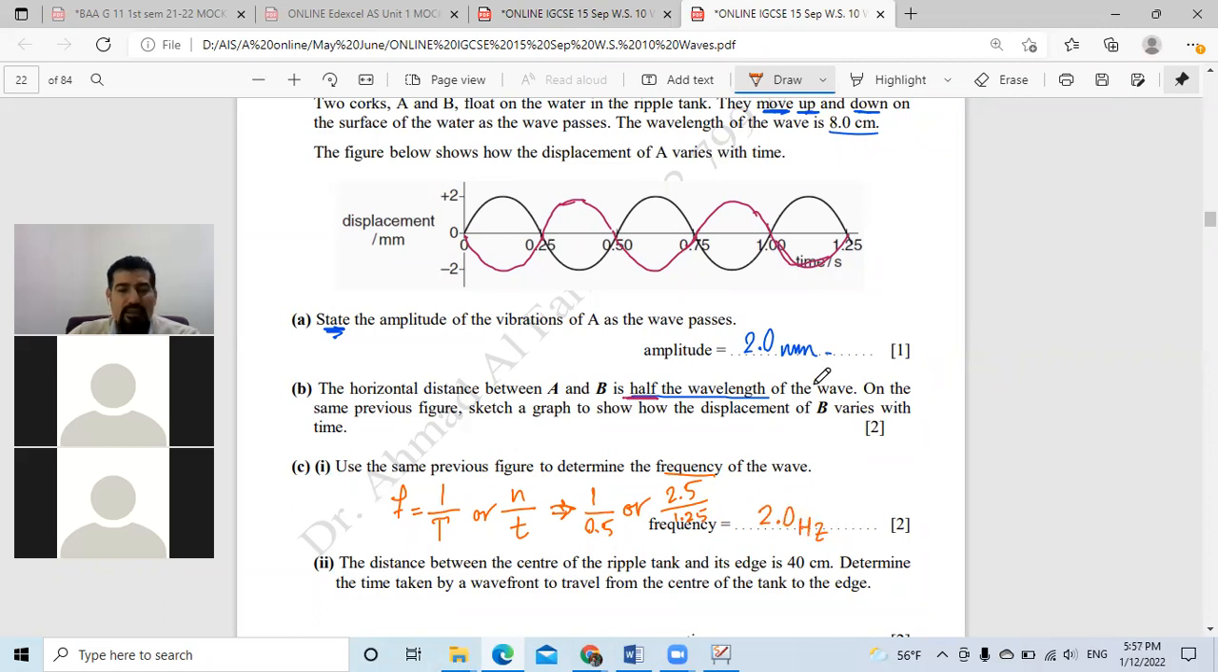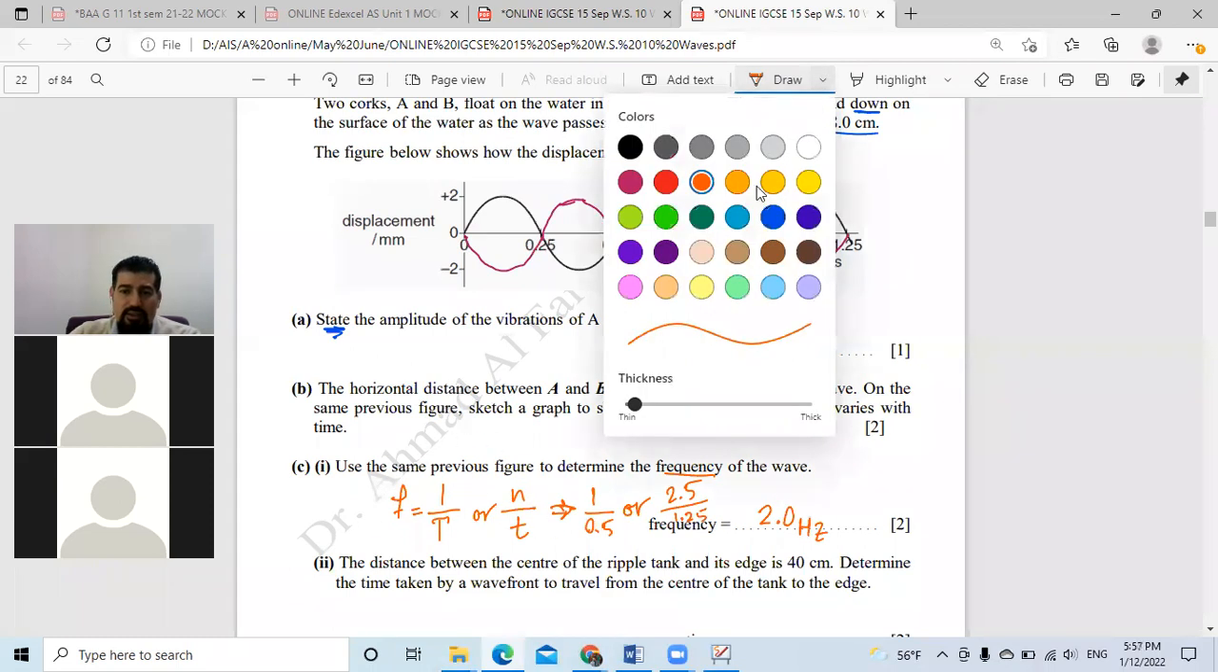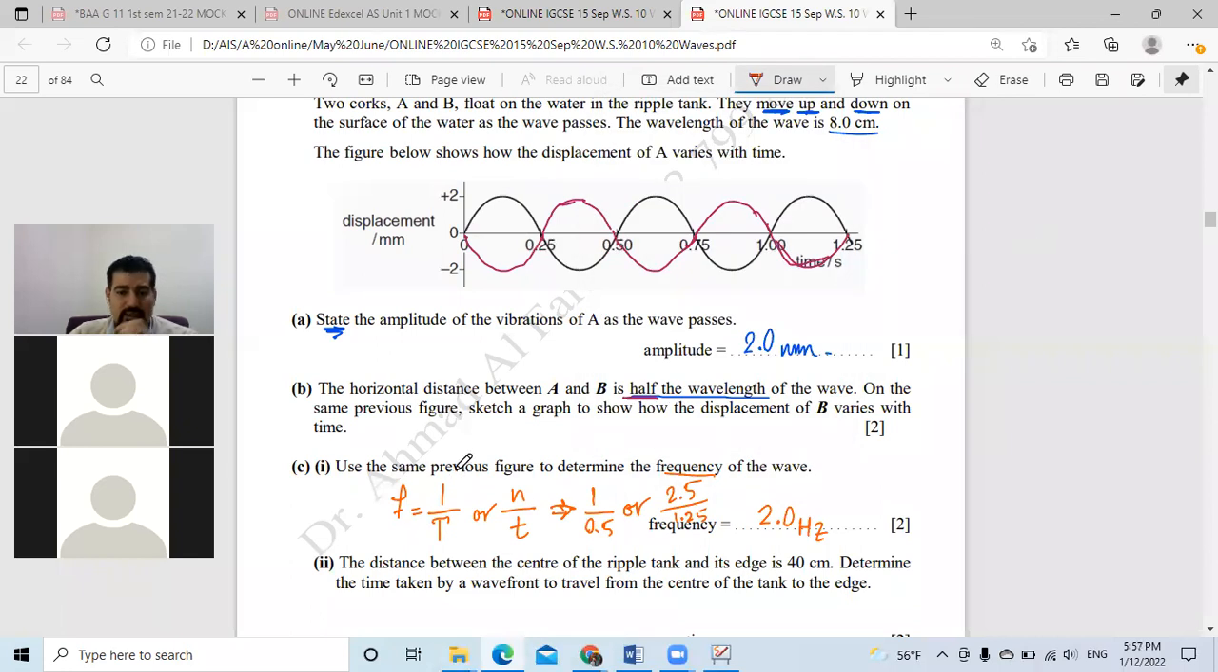So what I did here, I can use any formula. You can say that frequency equals 1 over period. I find the period from the graph, which is half. So I said 1 over 1/2, and I get the correct answer, which is 2.